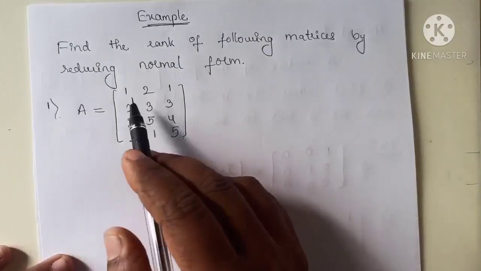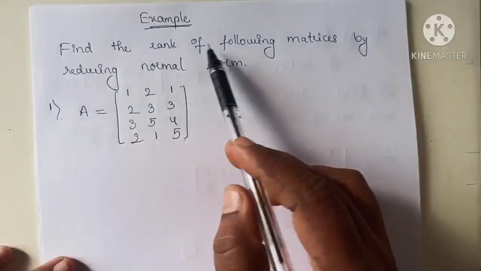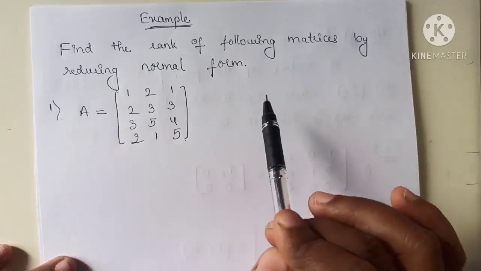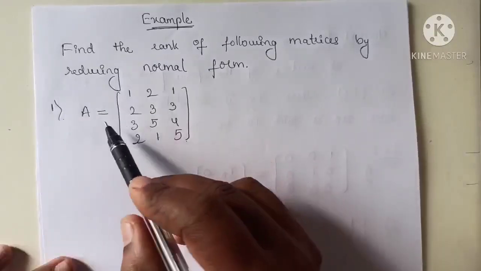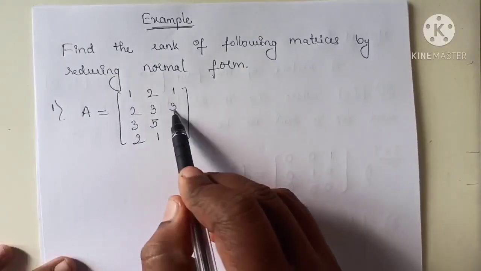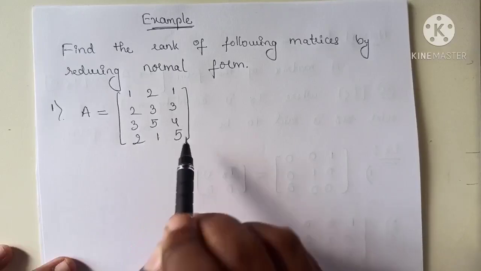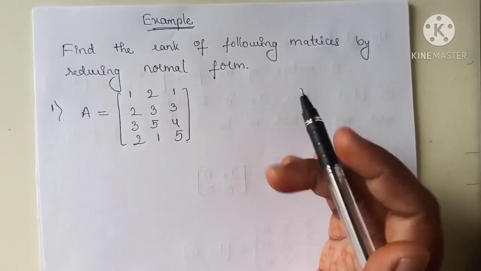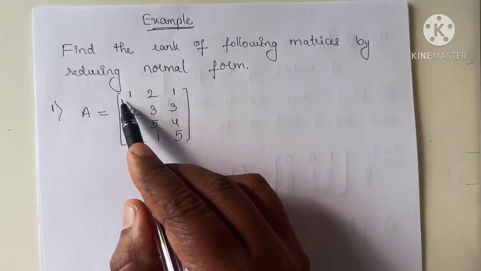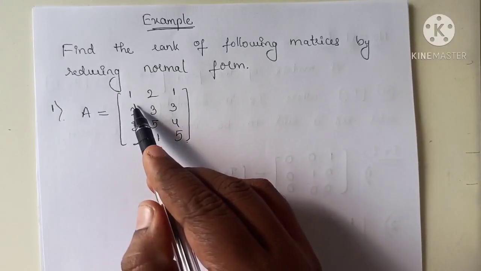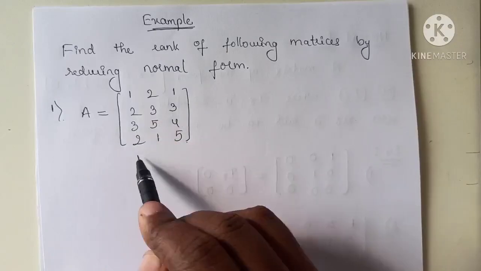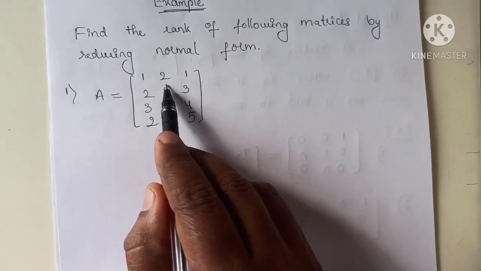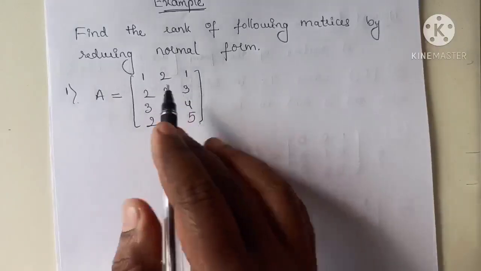So here we have the first example. Find the rank of the following matrices by reducing to normal form. First question is A equals [1 2 1 2; 3 3 3 5; 4 2 1 5]. So in order to reduce to normal form, first we make the first element 1 and below this 1 we make 0, that is by using row operations, or we can also use column operations here, okay.